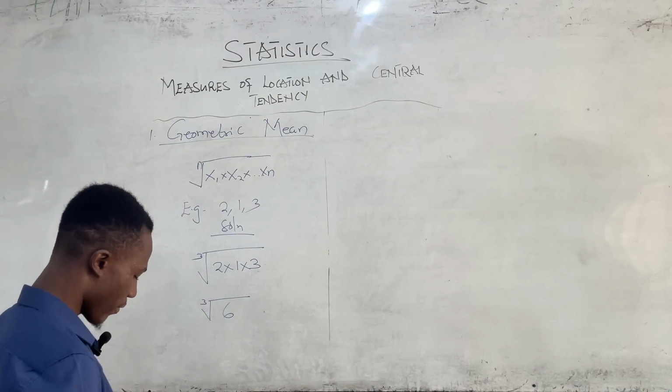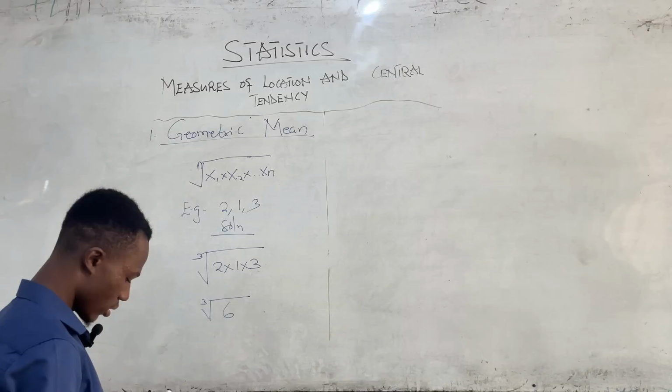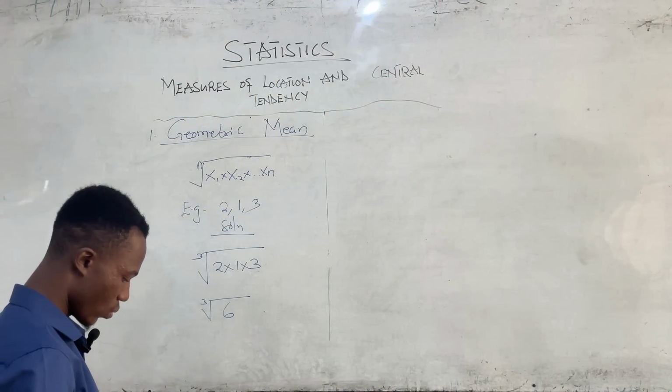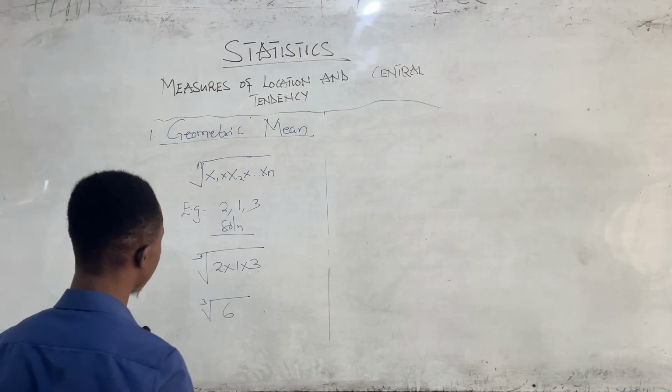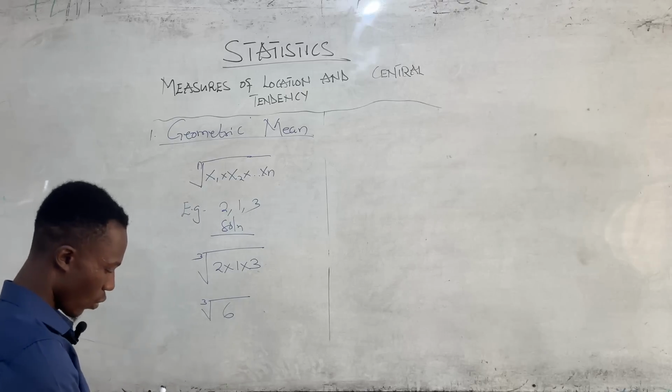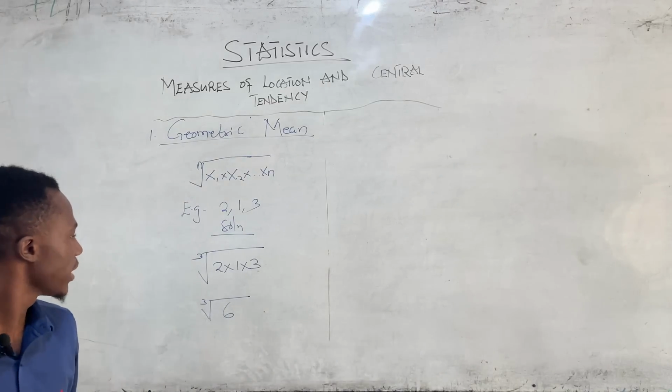The cubic root of 6 is 1.817. We have 1.817.